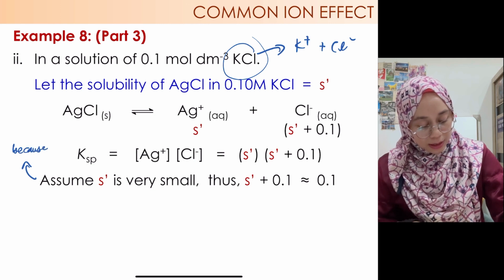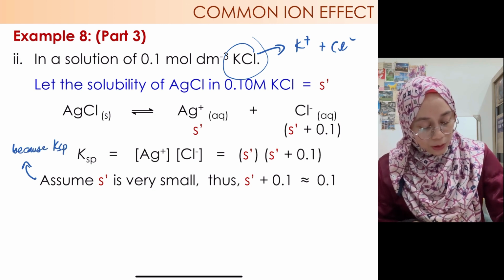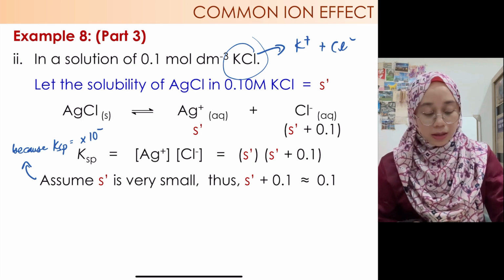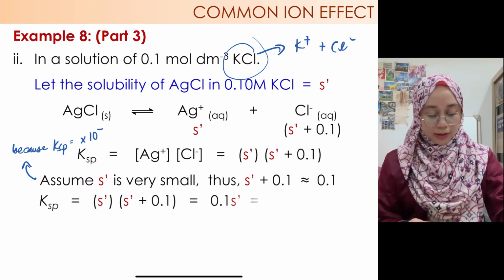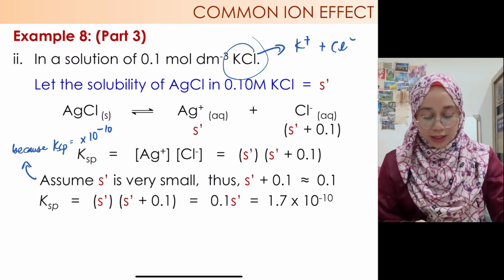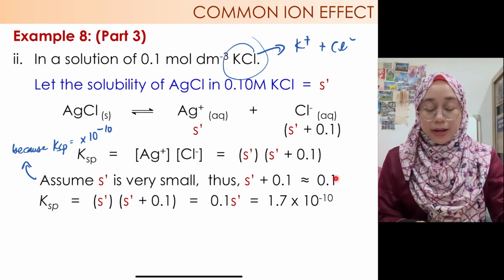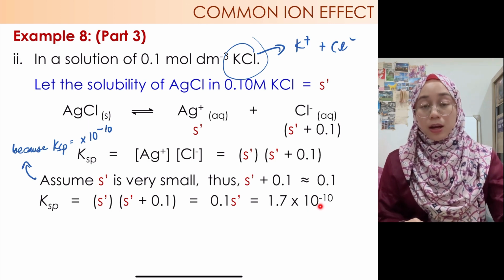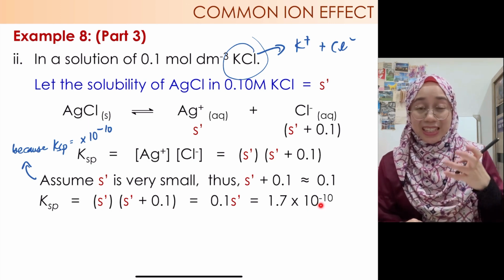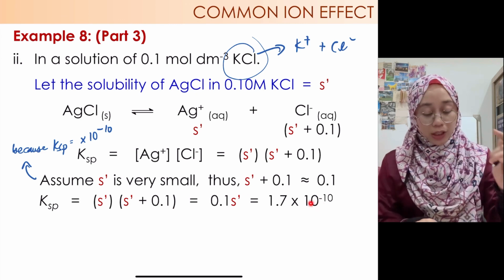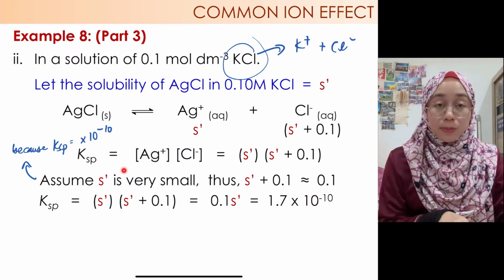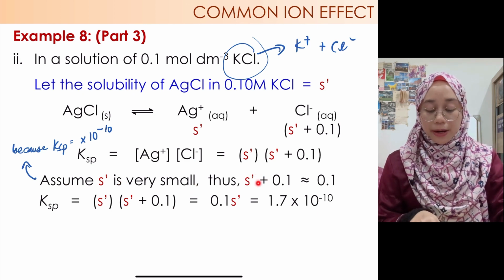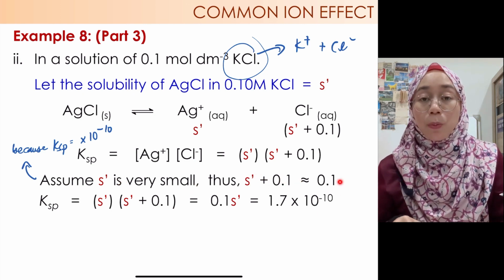because KSP value dia, kita boleh nampak exponent negatif berapa tadi? Ni, negative 10. This is the value of the KSP, right? So since the value of KSP exponent negative 10, lagi rendah, lagi kecil daripada exponent negative 5, kita boleh assume that the S prime is very small. So assume S prime is very small, thus S prime tambah 0.1 is basically 0.1 je lah.